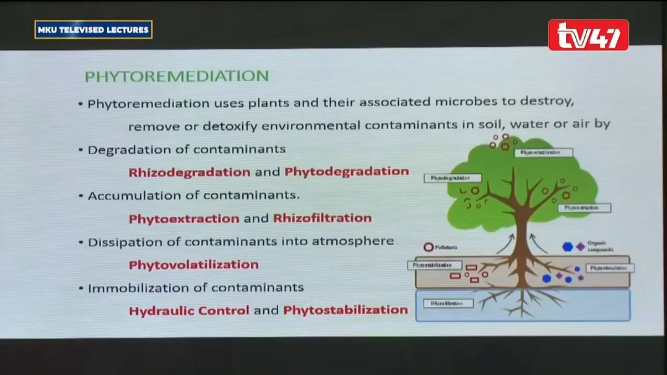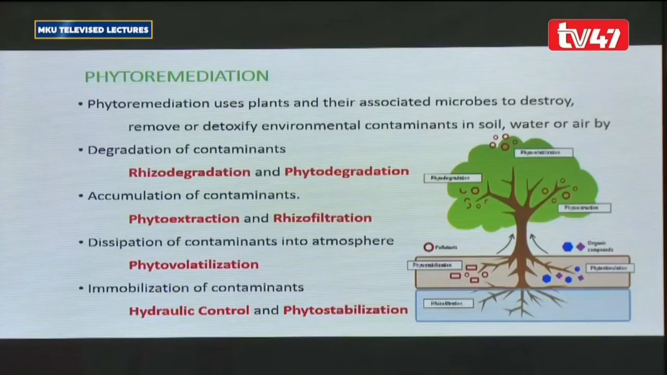Then we have accumulation, where the contaminant can be accumulated on the top part of the plant, which we call phytoextraction, or on the roots, which we call rhizofiltration. Then you can also take up the contaminants through the roots and convert them to a volatile form and release them through the leaves through what we call evapotranspiration. The contaminant will be released from the soil into the atmosphere, but by the time it gets to the atmosphere, it will not be contaminant, it will be converted into another form.